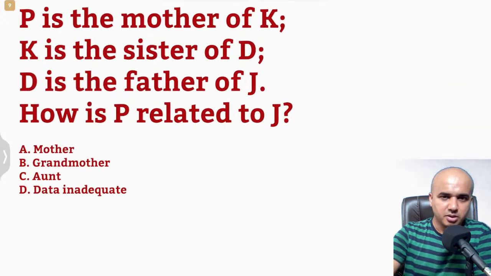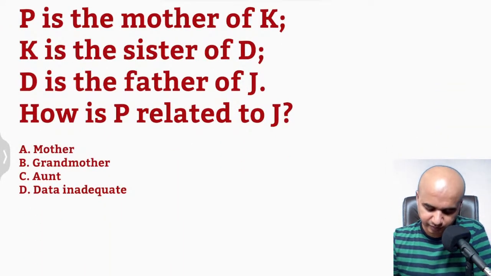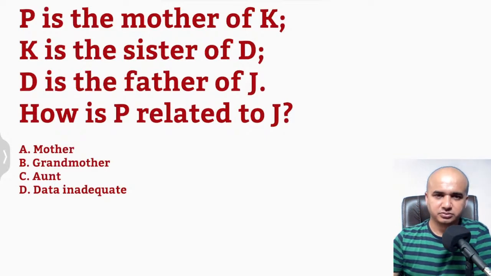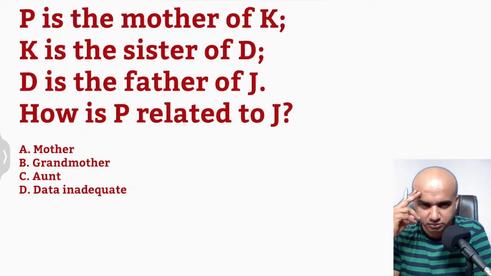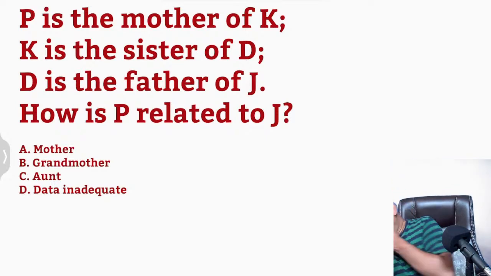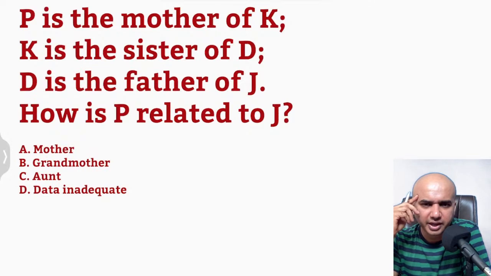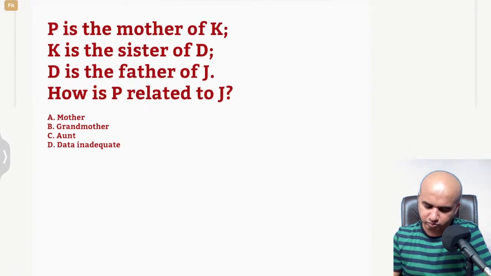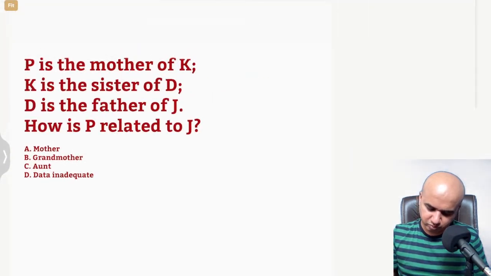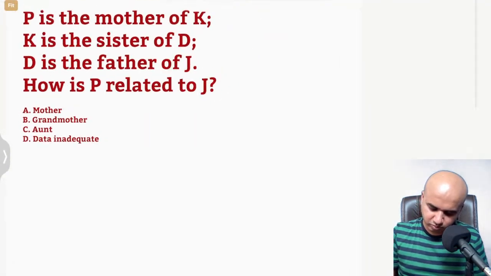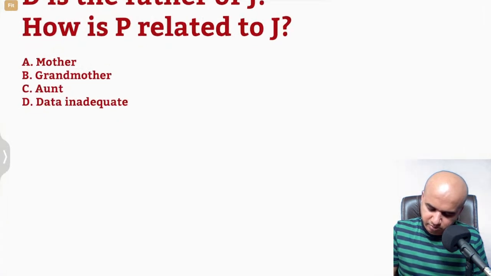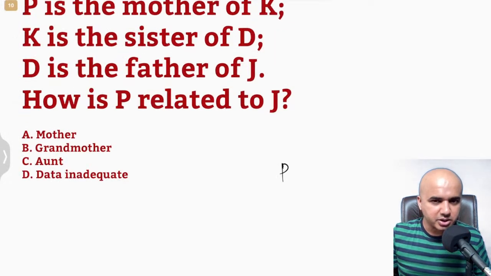Oh my. P is the mother of K. K is the sister of D. D is the father of J. How is P related to J? P is the mother of K. There is P, who is the mother of K.